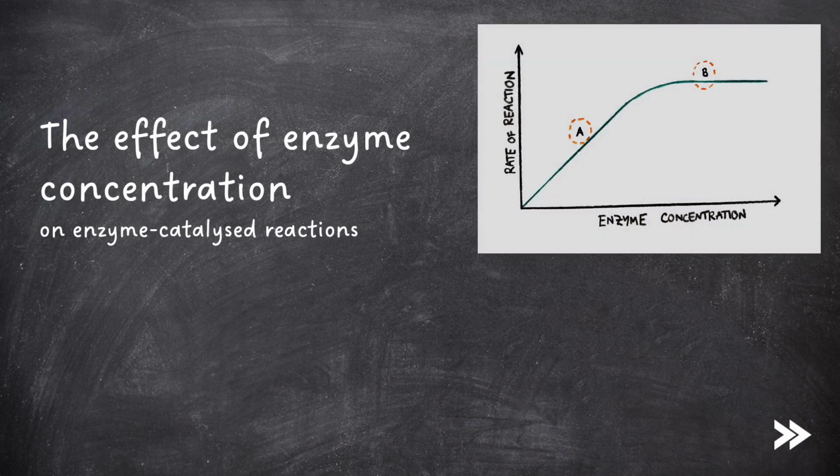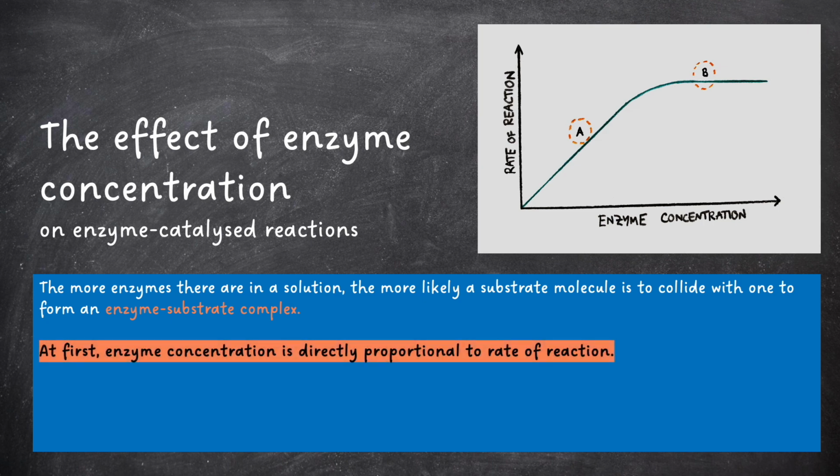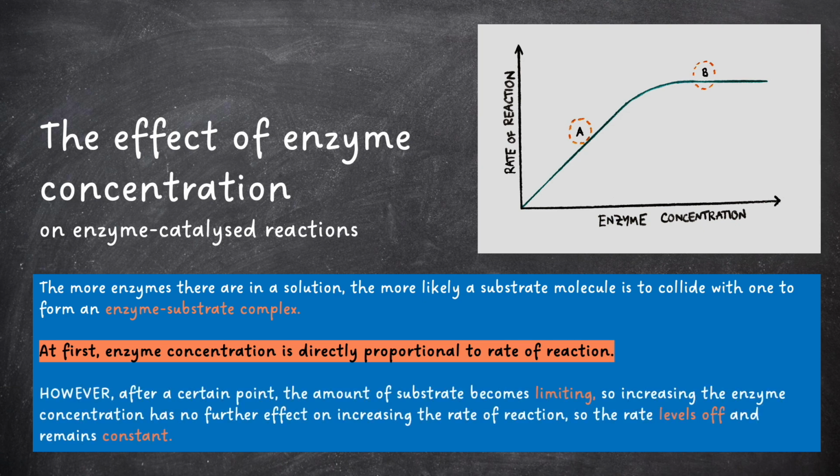Next we have enzyme concentration. At A, the more enzymes there are in a solution, the more likely a substrate molecule is to collide with one to form an enzyme-substrate complex. So at first, enzyme concentration is directly proportional to the rate of reaction. However, after a certain point, as we can see at B, the amount of substrate becomes limiting, so increasing the enzyme concentration has no further effect on increasing the rate of reaction, so the rate levels off and remains constant.